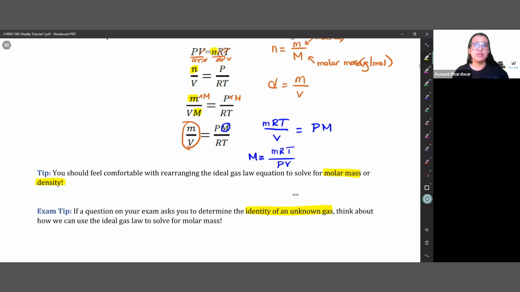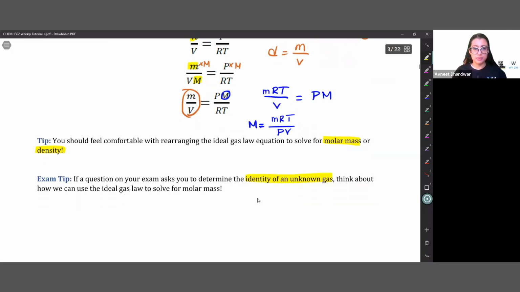The way you would do that is you'd have to calculate for molar mass like we just did. So you'd solve for the molar mass, and then you would solve for the molar mass of each of the gases in the options, and whichever one matches, that's the gas in the container.